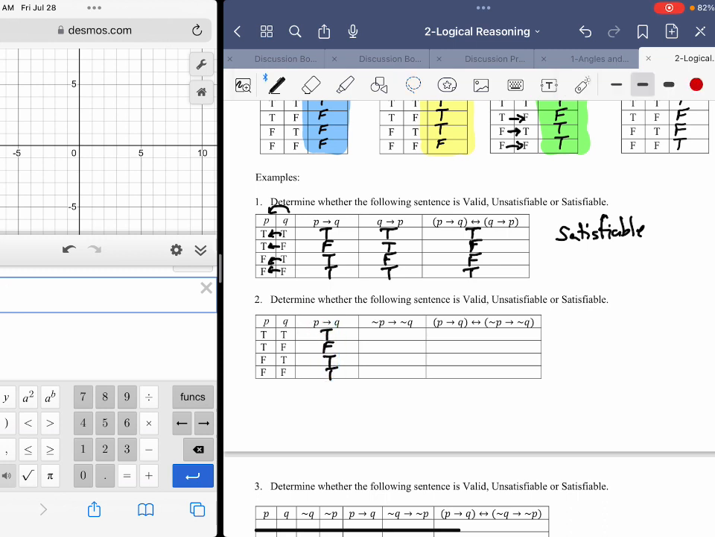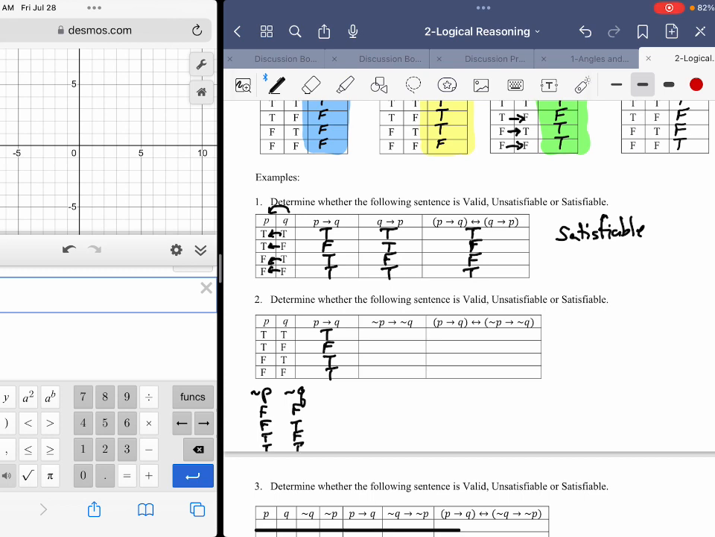All right, not P, then not Q. So it might be worth your while to come up with a little separate table here with all the not P's. So false, false, true, true. We're just taking the opposite of everything that's in the P column. Then false, true, false, true.